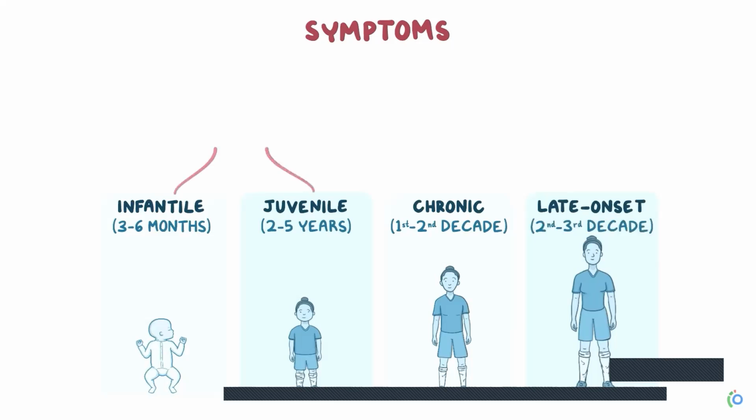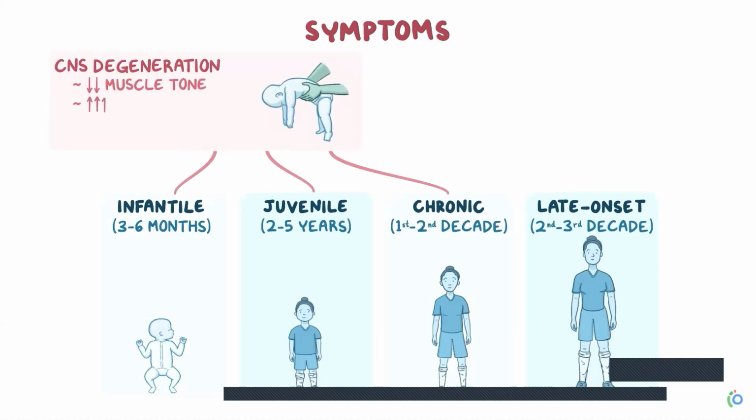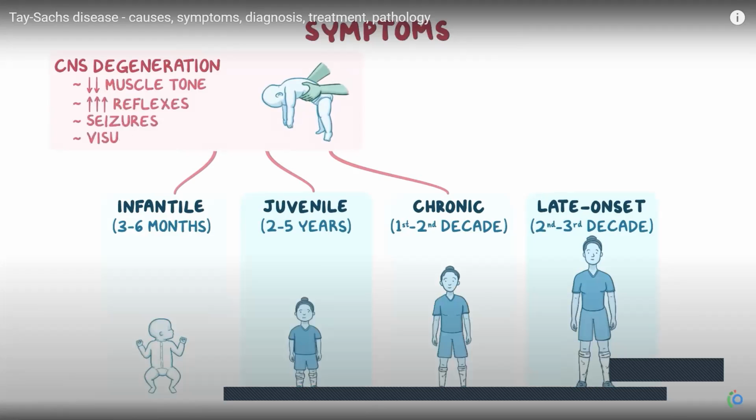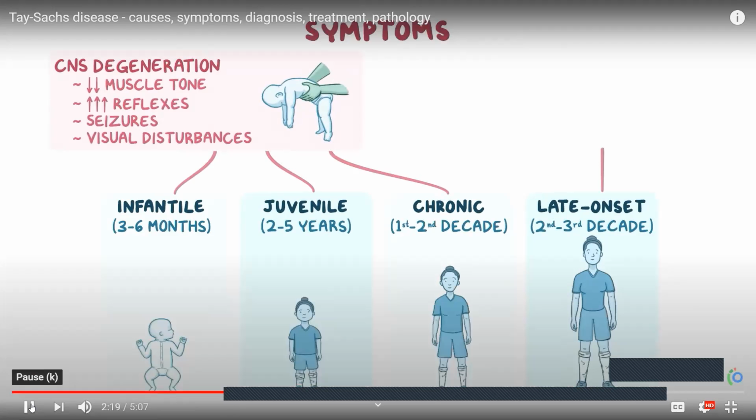Common signs for the first 3 forms are signs of CNS degeneration, like decreased muscle tone, abnormally increased reflexes, seizures, and visual disturbances. For adult onset, epilepsy, the muscles are very tight. The muscles cannot move. The muscle tone is very, very poor. And visual disturbances mean the person cannot see properly.